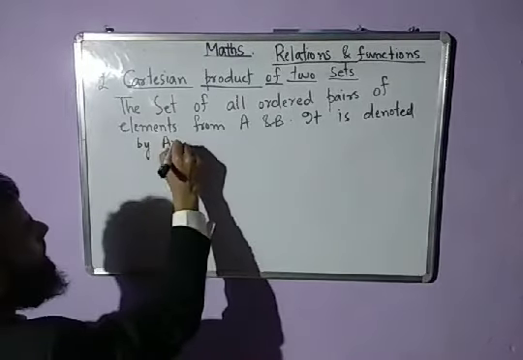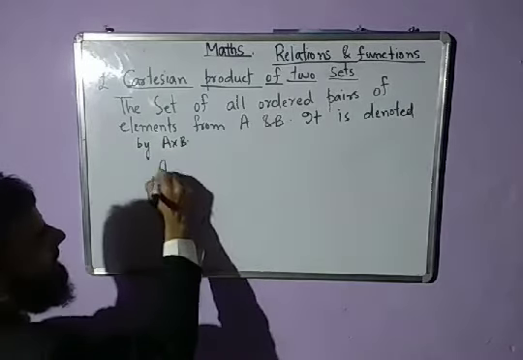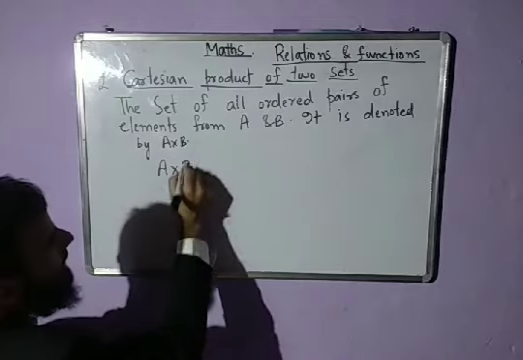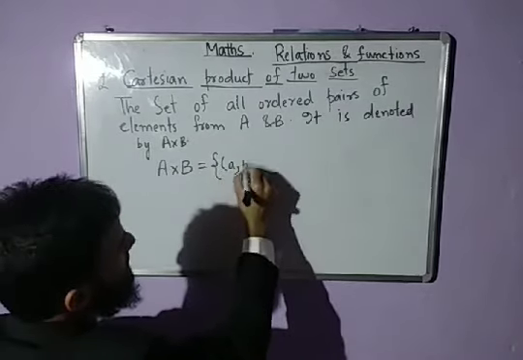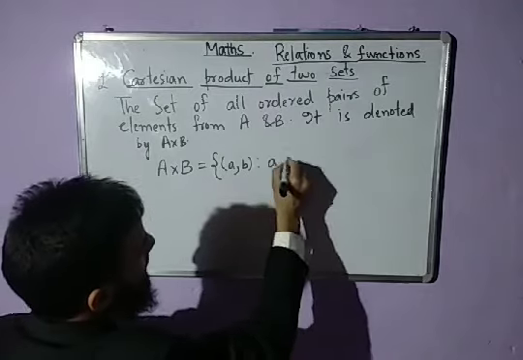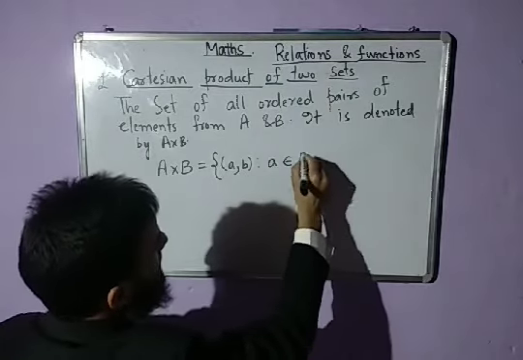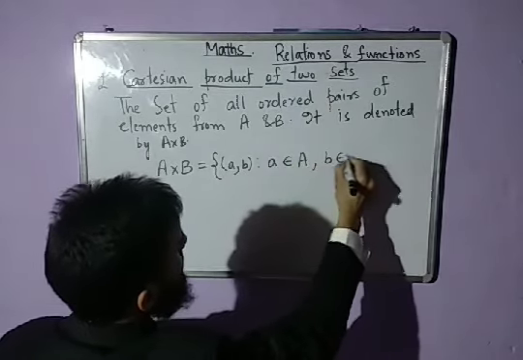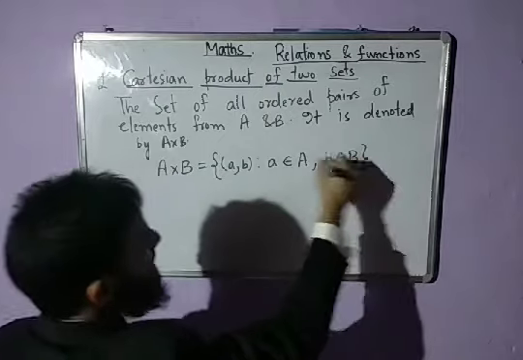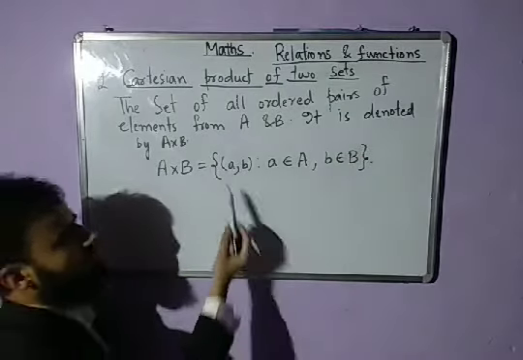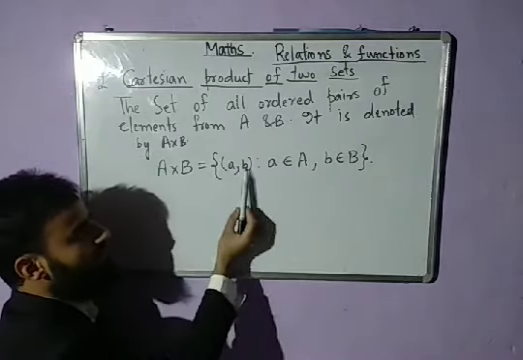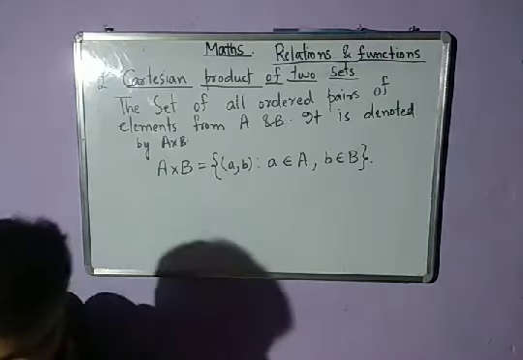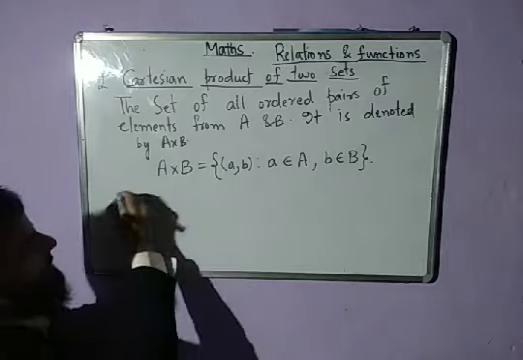A cross B. Now mathematically, if I have to define A cross B, it is the set of all ordered pairs (a, b) such that a belongs to the set A and b belongs to the set B. This is a very important definition. It means that the first entry should be taken from the first set and the second entry should be taken from the set B. Now we'll give some examples to illustrate this.